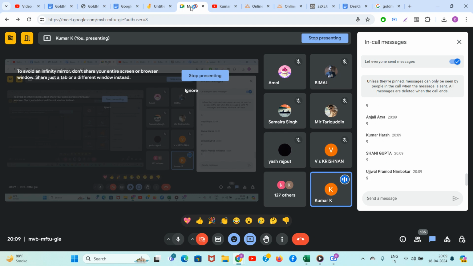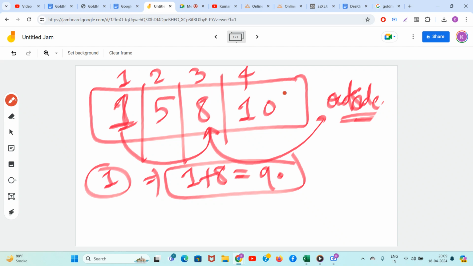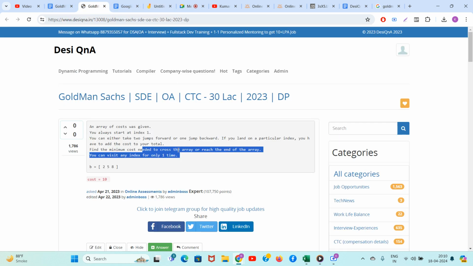In this, guys, what is the main difference in this question? You don't exactly have to reach the index n. You can go beyond n also. It's fine. You just reach n or beyond n and give me the minimum sum. See, it is written in the question itself.